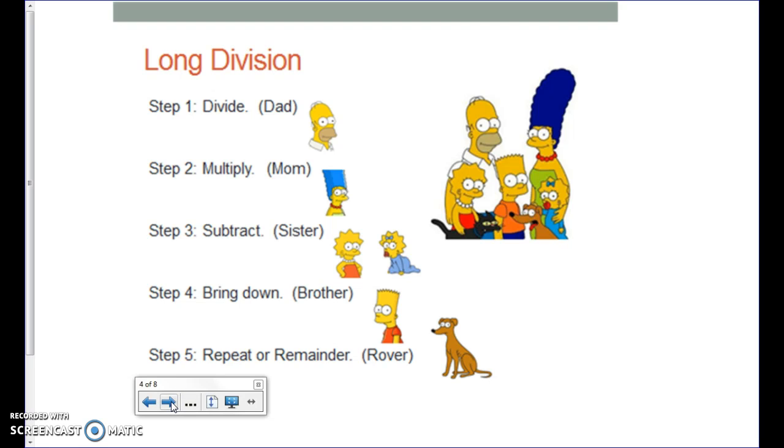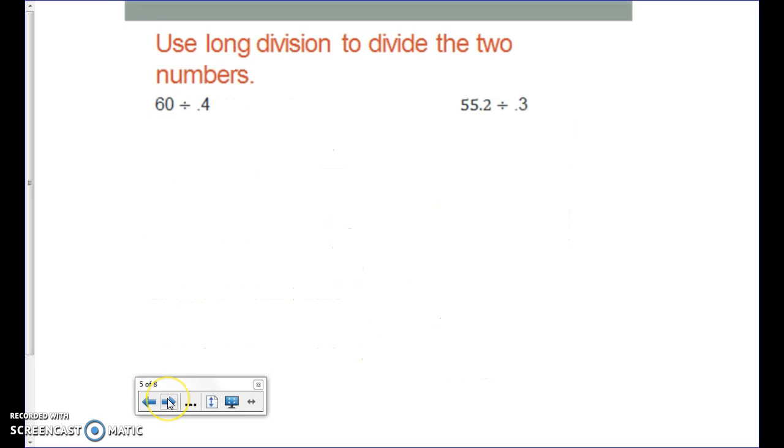So again, your long division steps here. We had this little helper: dad, mom, sister, brother, rover. Divide, multiply, subtract, bring down, and repeat. I spent some time discussing this in one of our former videos, so I'm just going to remind you of this and move on. Now you can see that these problems probably look familiar as well.